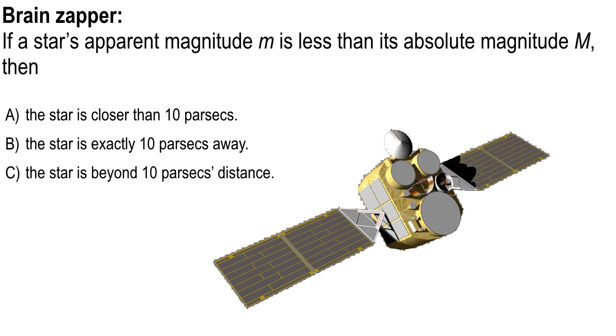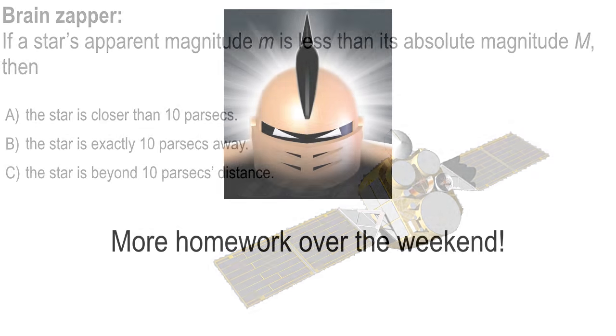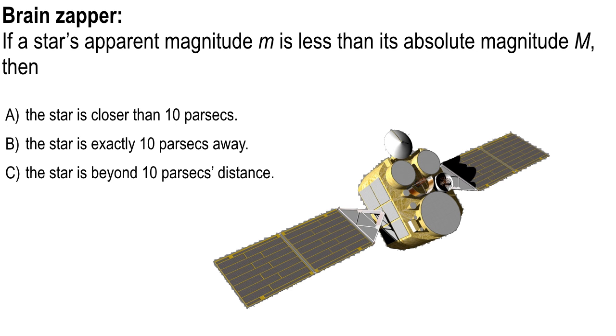So 63% vote for A, 9 vote for B, and 40 voted for C. All right, let's see what we got here. So little m is less than, so that's like an apparent magnitude of 0 versus absolute magnitude of 2, right? So that means that if we were 10 parsecs away, its apparent magnitude would be 2. But because the apparent magnitude is 0, that means we're closer than 10 parsecs. So this one right here is the right answer.